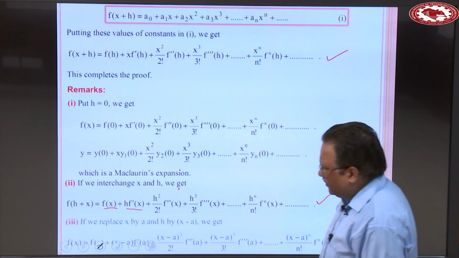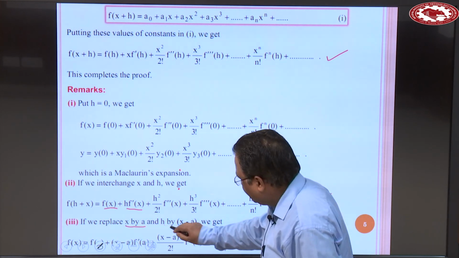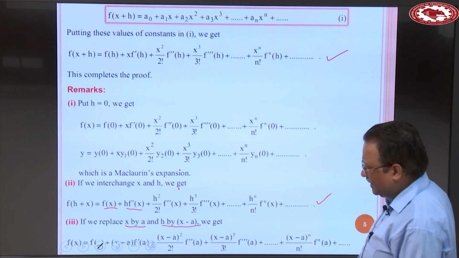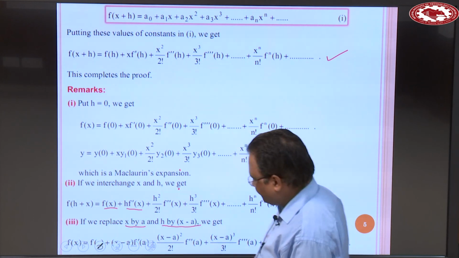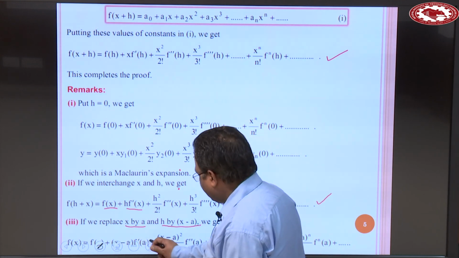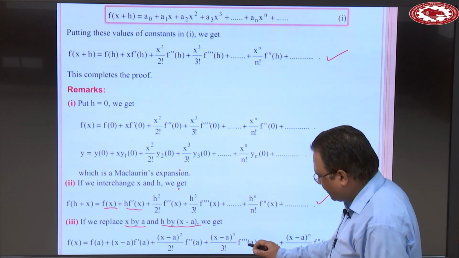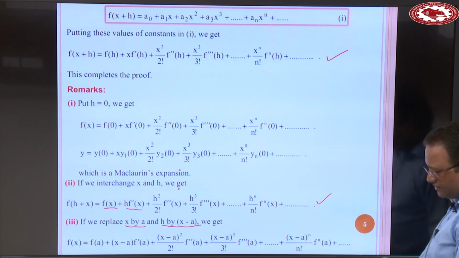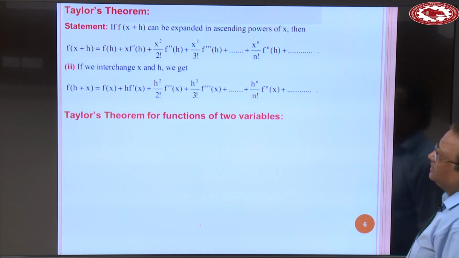Now if we replace x by a and h by x minus a, then this result becomes f x is equal to f a plus x minus a f dash a plus x minus a square over 2 factorial f double dash a plus x minus a cube over 3 factorial f triple dash a plus and so on, plus x minus a power n over n factorial f n a plus and so on. So this one is Taylor's theorem.